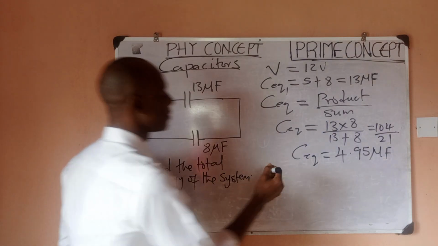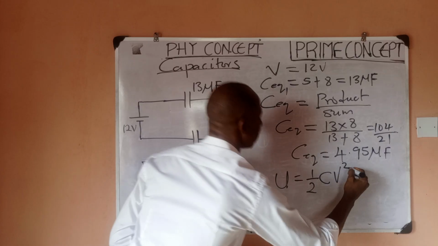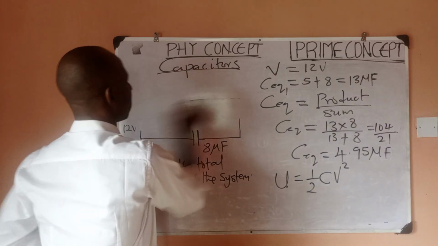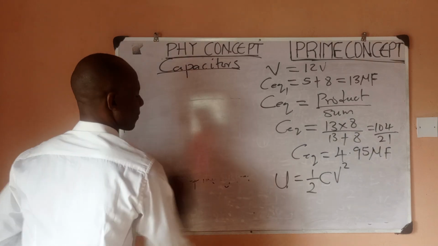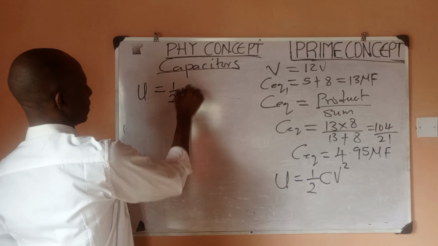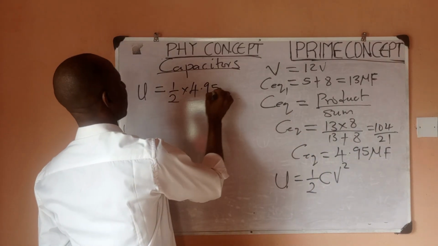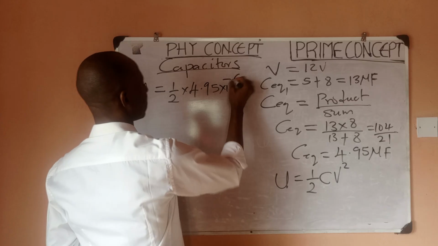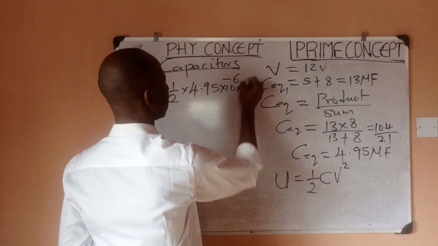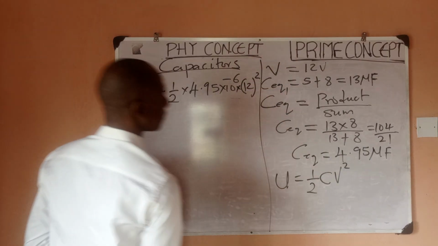Now, since we have our total capacitance, our total potential difference, we can find our energy, the total energy of the system, which is U equals half CV squared. So with this, we can get our total energy. So I have that U is half times my total capacitance is 4.95 times 10 to the power minus 6. Don't forget the micro there. And then our voltage is V, which is 12 all squared, right?